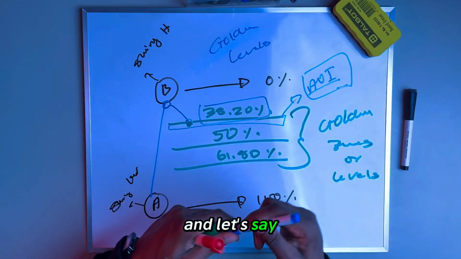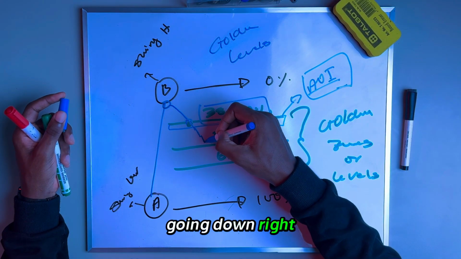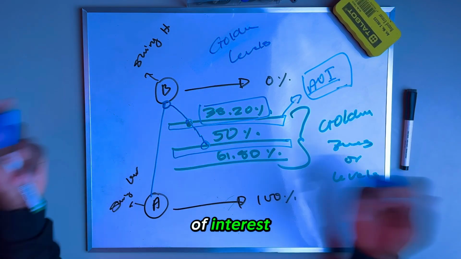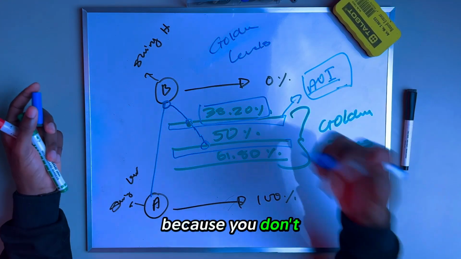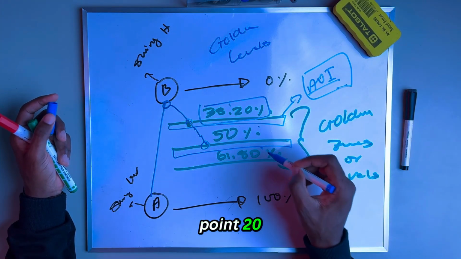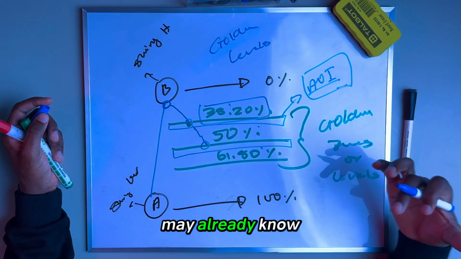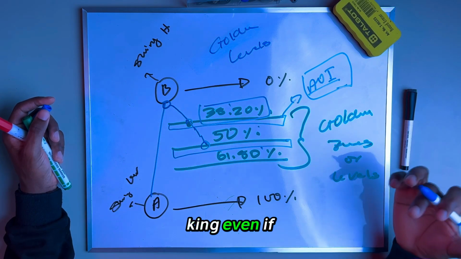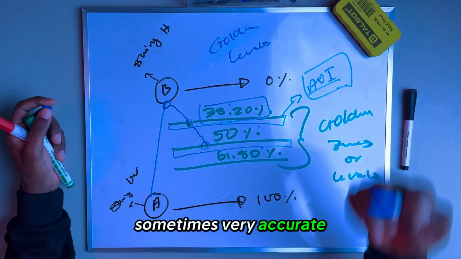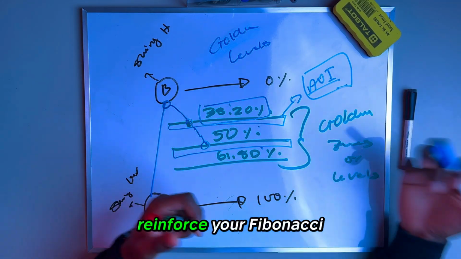And let's say you didn't have an area of interest at the 38.20 and price keeps going down, right? And then you see at this level, that's where you have the area of interest. Then that's where you're gonna take the trade, because you don't take the trade just because of the 38.20 or the 50% or the 68.20. These are just levels. But price action is king, as you may already know. Price action is king. Even if Fibonacci is a very important tool and sometimes very accurate, but you need to know the other confluences that you need in order to reinforce your Fibonacci levels.